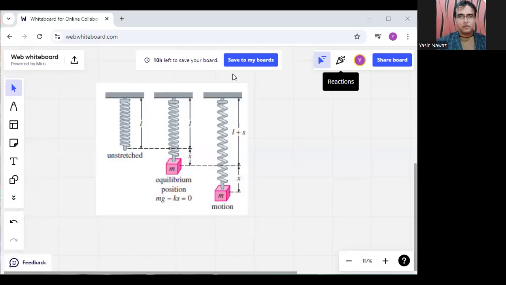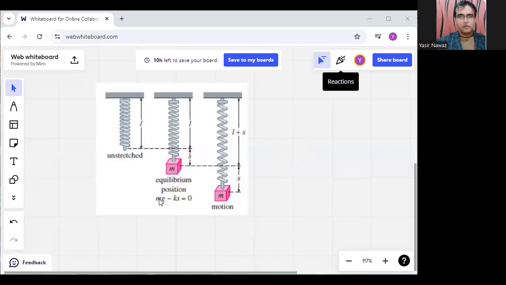So here on the board, I brought a picture. The first picture shows just a spring, and there is no mass attached to this spring. In the second picture, the mass is attached to the spring, and the system is in equilibrium.